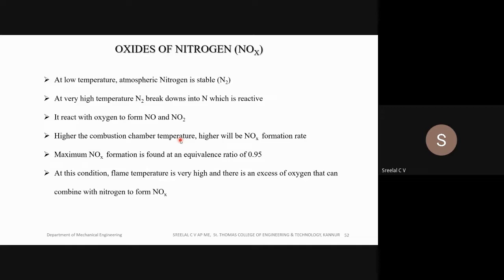We were discussing the equivalence ratio at the start of the module. If you are using a stoichiometric mixture, the equivalence ratio will be 1. Here the maximum NOx formation is found at an equivalence ratio of 0.95. At this condition the flame temperature is very high, and there is an excess of oxygen that can combine with the nitrogen to form NOx.